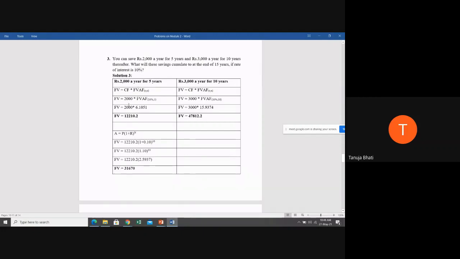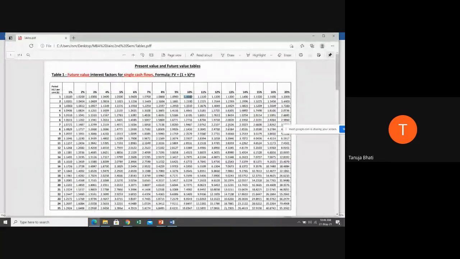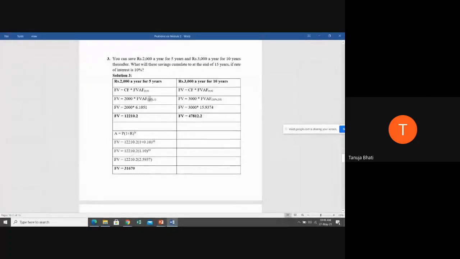Further solving the problem, future value is 2000 into the future value annuity factor. Now, how do we calculate this factor? Again, go to the table. Which table am I going to see, students? Table number 1 or table number 2? Table number 2. Very good. So we go to table number 2. And what do we need for table number 2? We need 10% for 5 years.